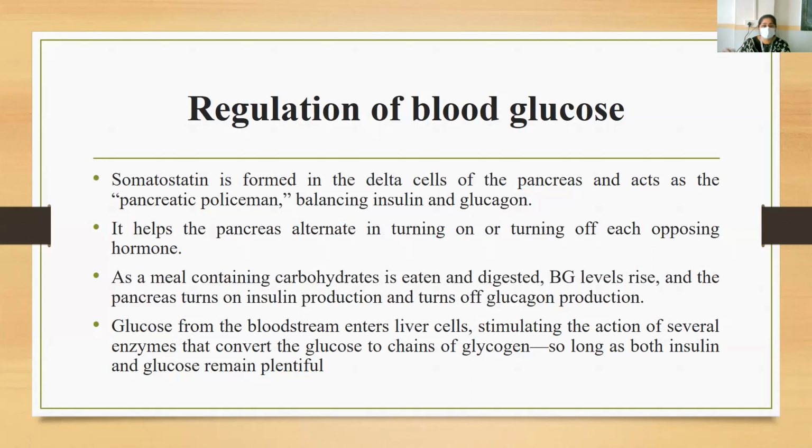So there should be somebody to control their opposite roles, right? So that is the role of somatostatin. It is also called a pancreatic policeman, which balances the insulin and glucagon.